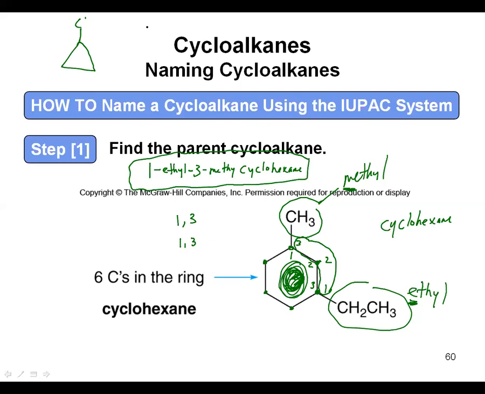Now, if you just had something like this where there's just one group attached. The ring here would be cyclopropane because it's 3 carbons.